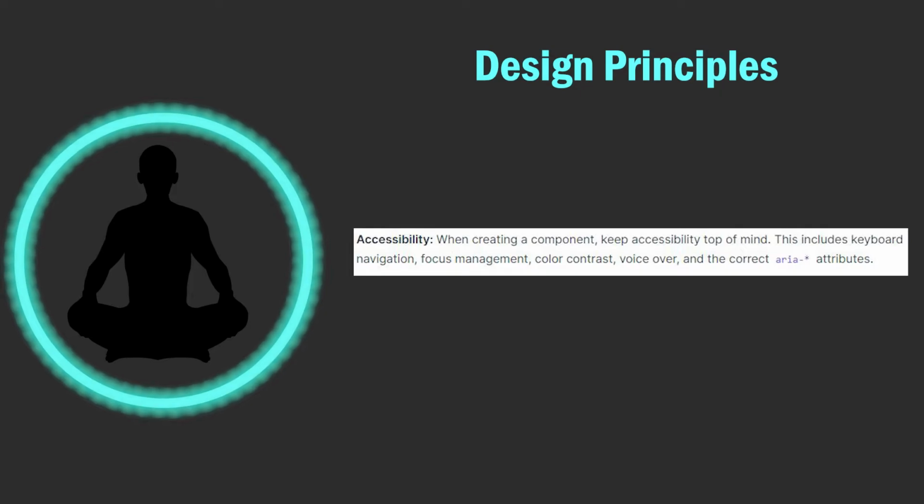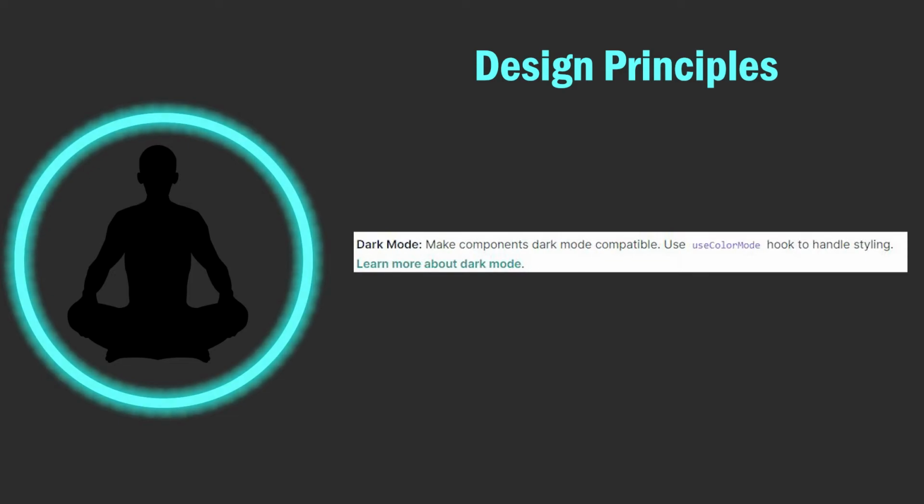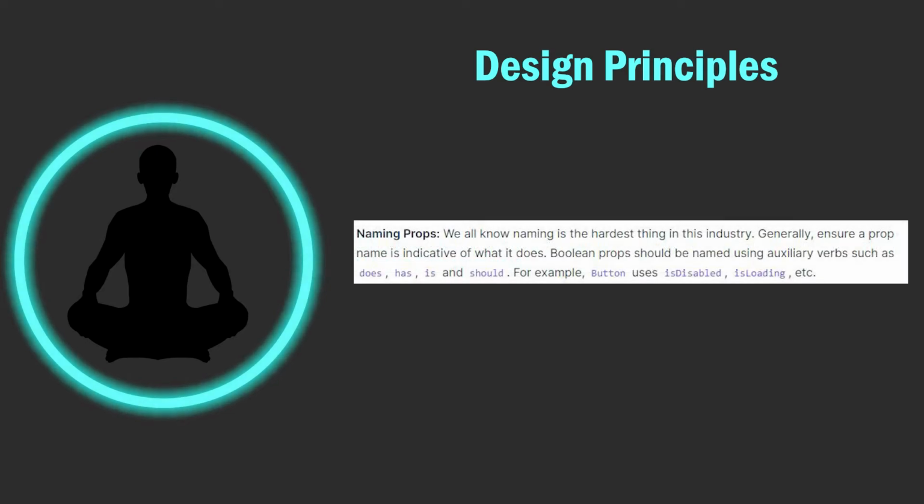Next up is accessibility. When creating a component, they want to keep accessibility at the top of the mind. This includes keyboard navigation, focus management, color contrast, voiceover, and the correct ARIA attributes. Also, there is dark mode. They want to make components dark mode compatible. You can use the color mode hook to handle styling. Lastly is naming props. We all know that naming props is very, very hard to do in the industry. Generally, you want to ensure a prop is indicative of what it does. Boolean props should be named using auxiliary verbs such as does, has, is, and should. For example, Button uses isDisabled, isLoading, etc.